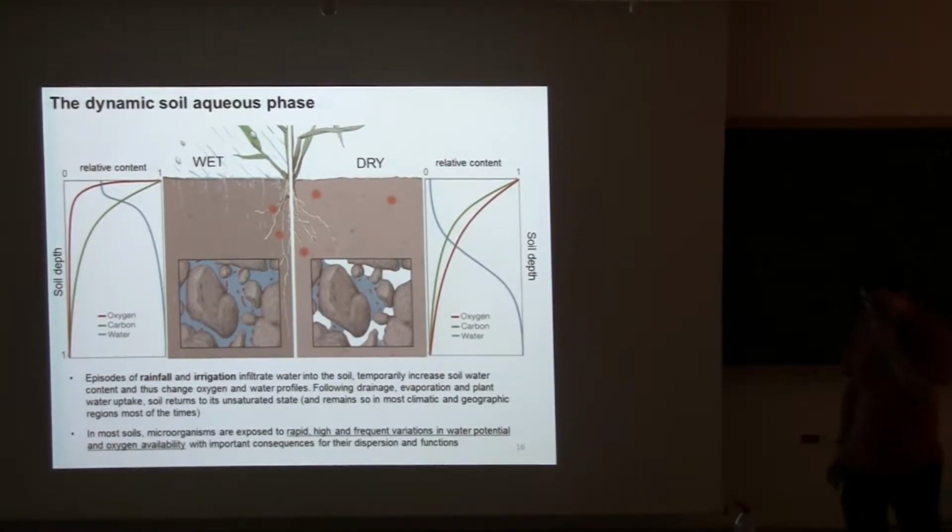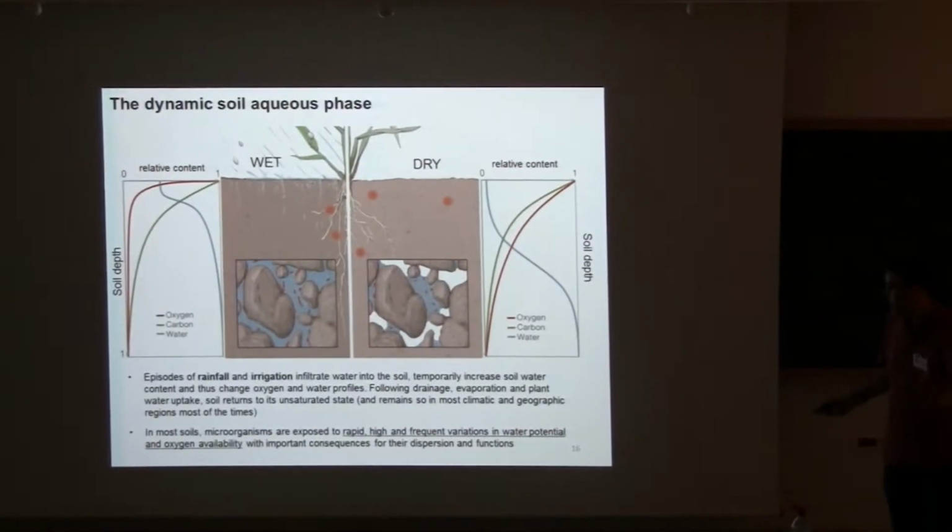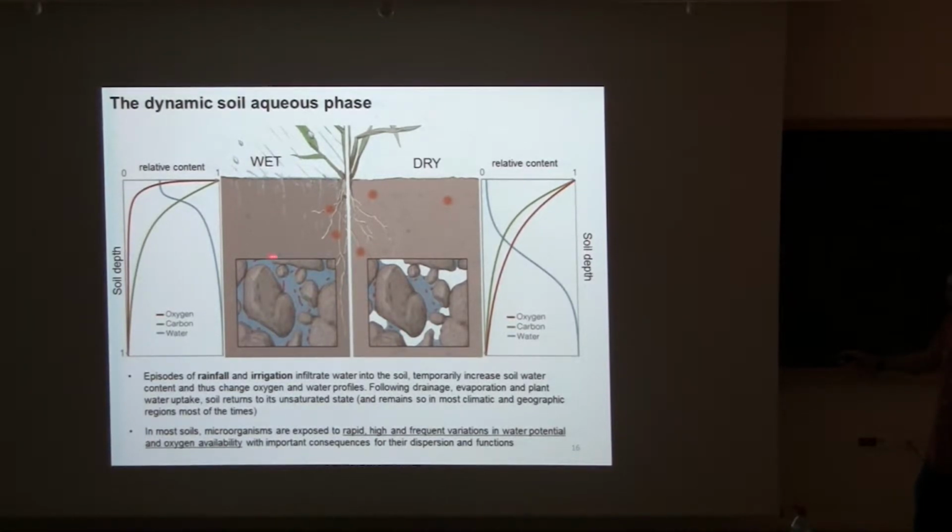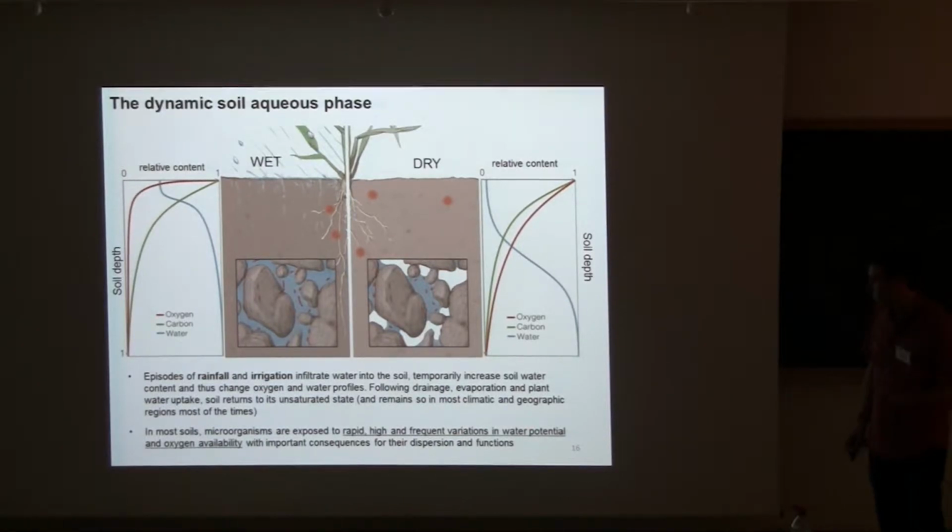And what is interesting is that in most climatic and geographic regions, and most of the times, we expect that the soil will be more like this than like this. But wherever they are, they will be exposed to those rapid changes in water potential and oxygen concentration. And of course, this has consequences for their dispersion, for their activity in soil.